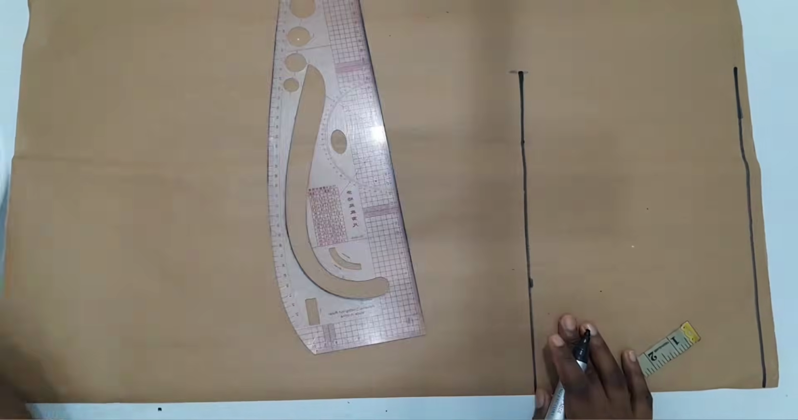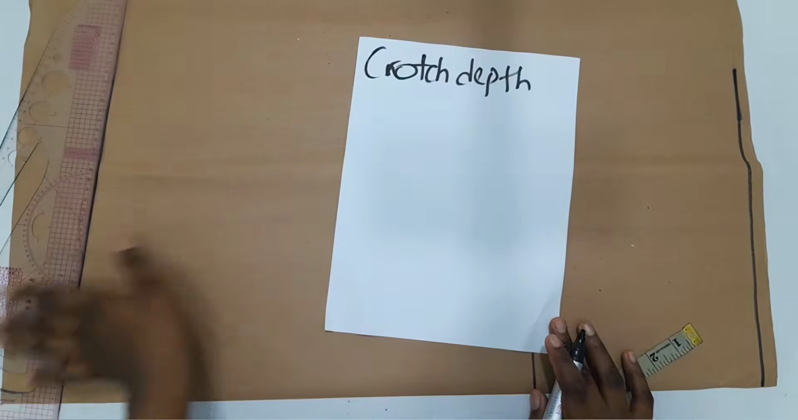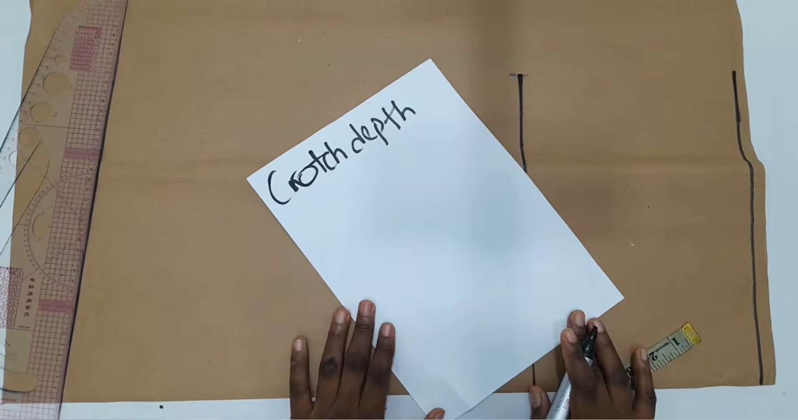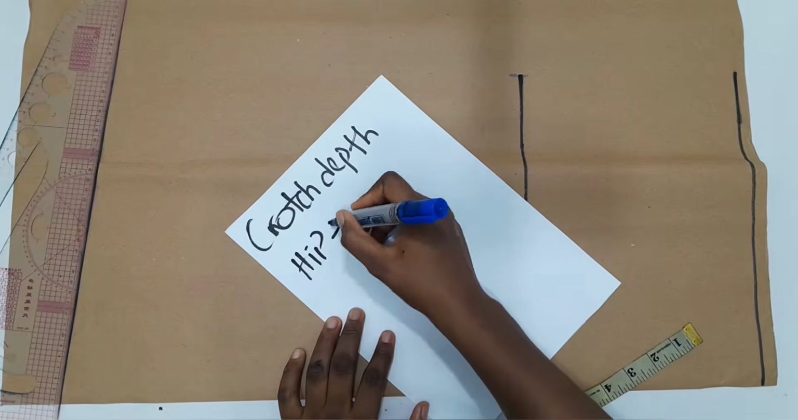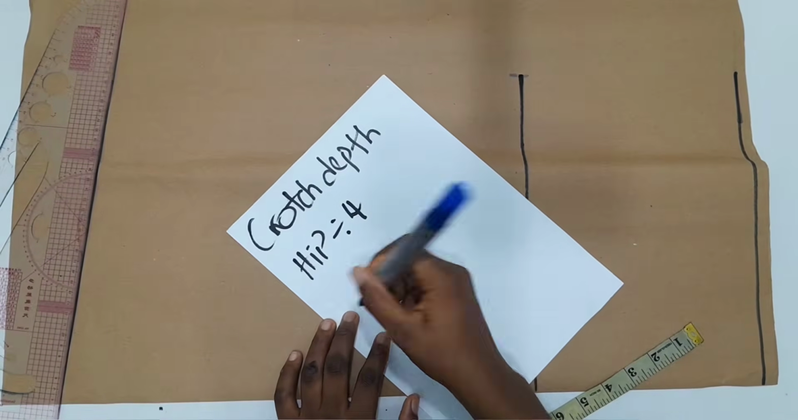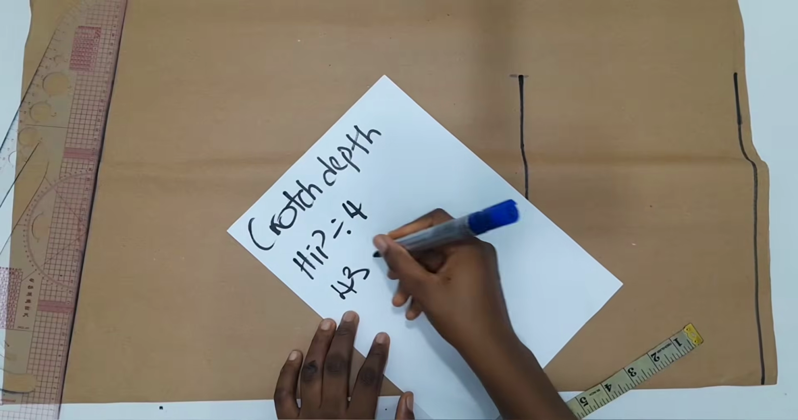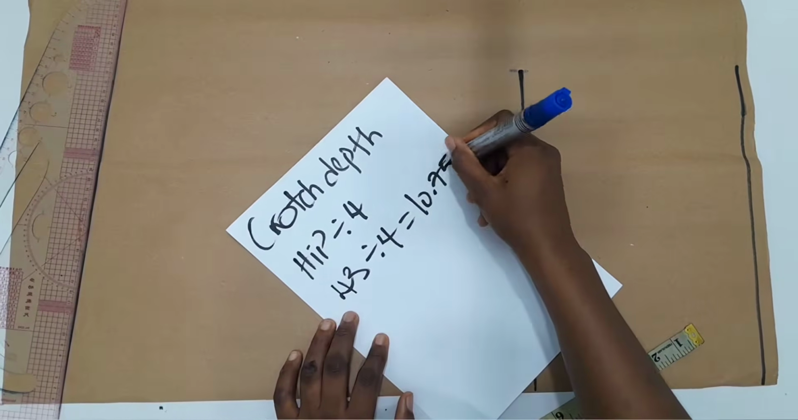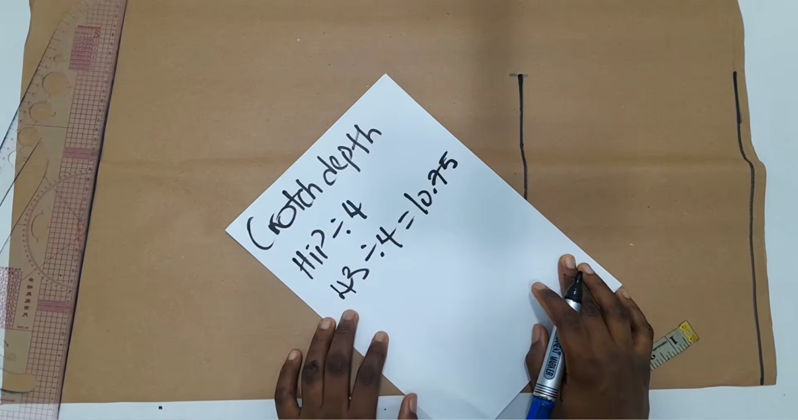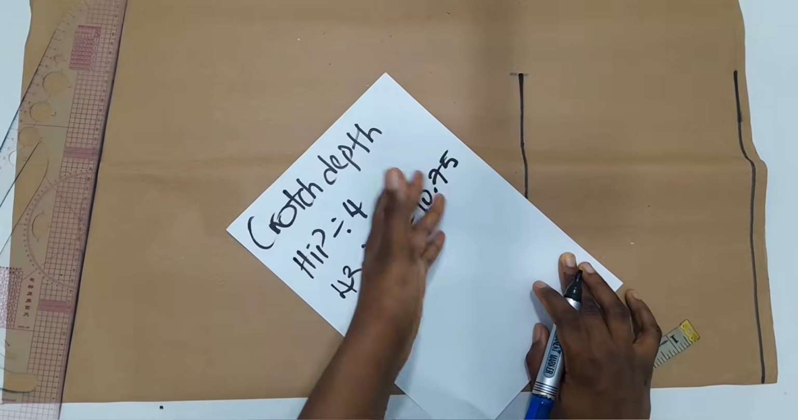line. So now to get your crotch depth, if you forgot to measure your crotch depth on your clients, what you have to do is take your round hip measurement and divide this by 4. My round hip measurement is 43, and 43 divided by 4 gives me 10.75. So for a lower fitting trouser, you can make use of this measurement.